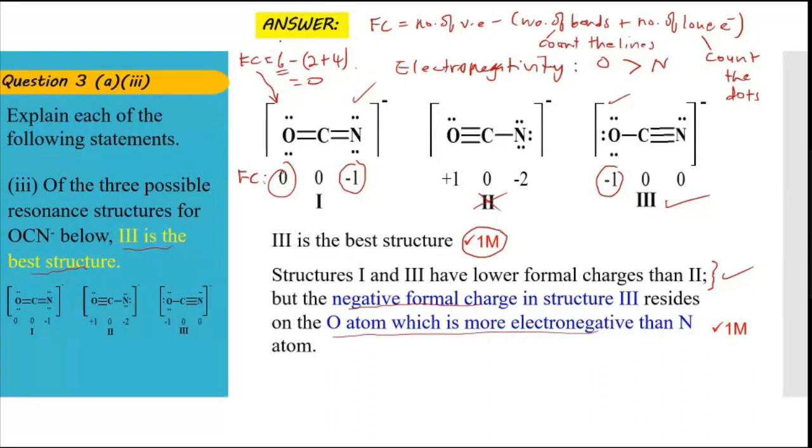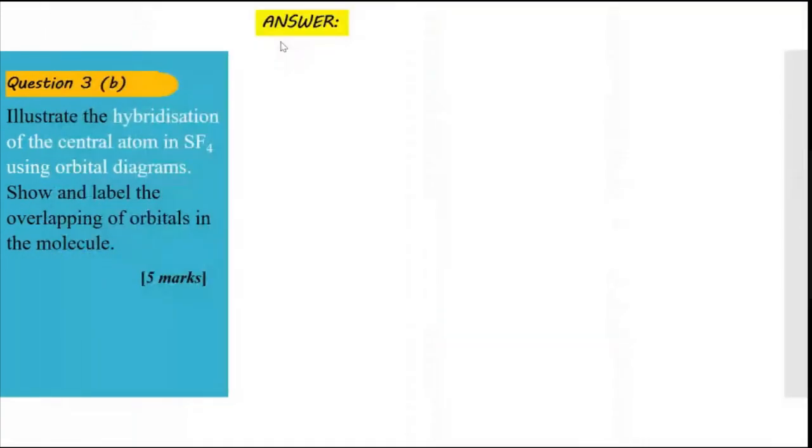Okay, I move on to the next part, B. Illustrate the hybridization of the central atom in SF6 using an orbital diagram. Okay, we do this first part first, and the second part on another slide here. So this is actually called the hybridization process, if they say using an orbital diagram.